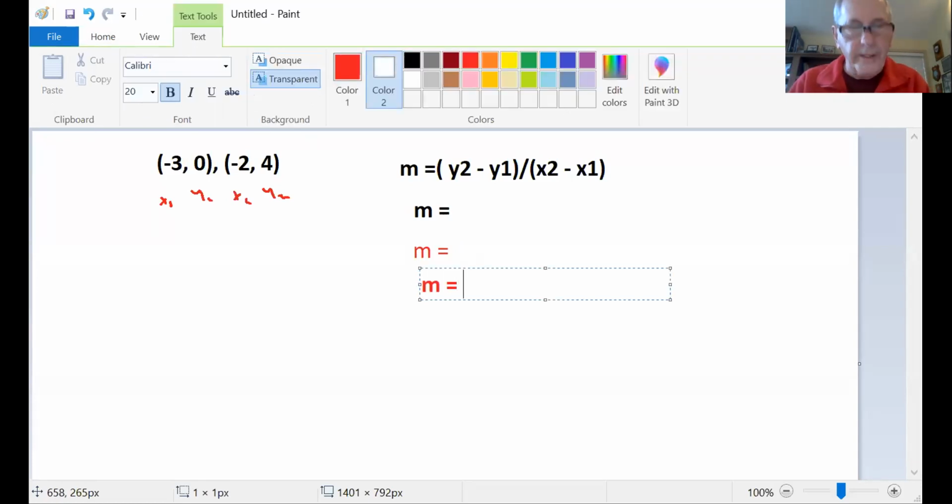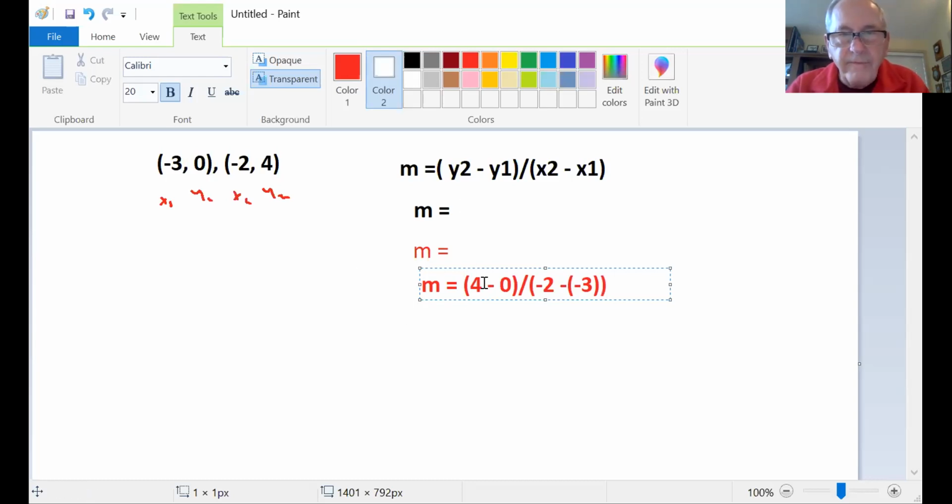M is equal to y2. In this case, we said y2 was 4 minus y1, which is 0, right? That's all divided by x2. x2, we said, was minus 2 in this case. Minus a minus 3, right? So it looks a little messy, but that's what we have, okay?